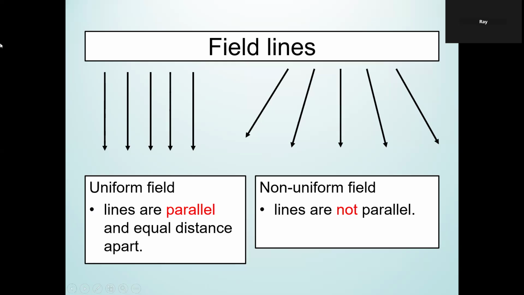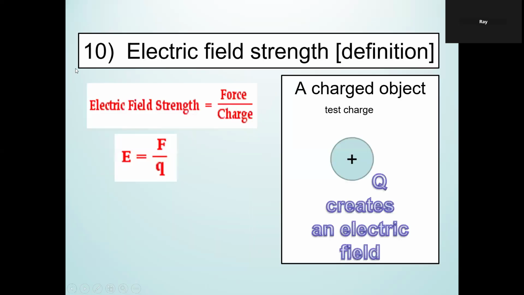Next point, we are interested to measure the strength. So far, the lines indicate a strong field or weak field. We define electric field strength as force over positive charge. In symbol, E equals F over Q. So we have a charge there, and we want to find the strength of the field created around this charge, capital Q.